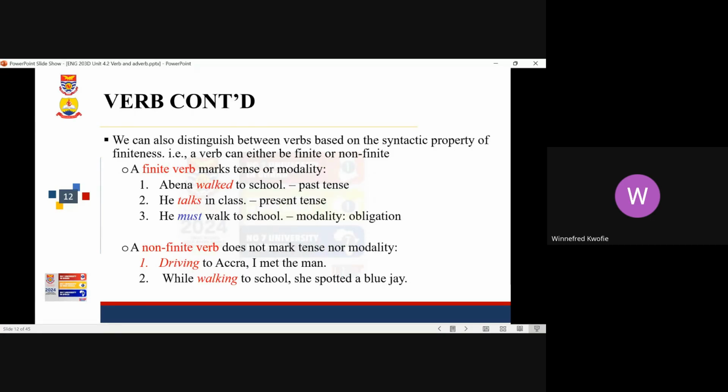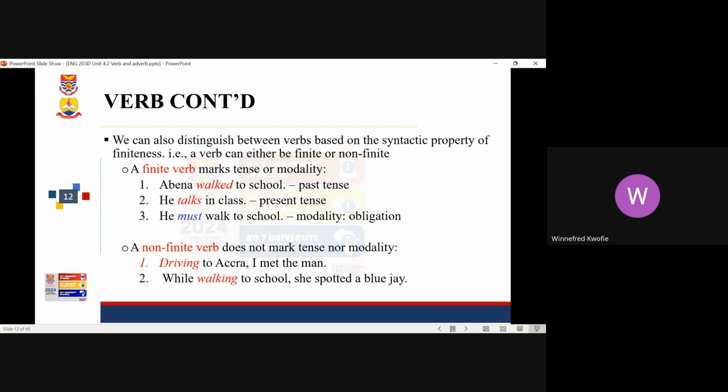Aside from classifying verbs as lexical or auxiliary, we can also classify the verb based on a syntactic property, that is, whether the verb is finite or non-finite. When a verb is finite, it marks tense. But when it is non-finite, it does not. When a verb is finite, it marks tense or modality. When it is non-finite, it does not.